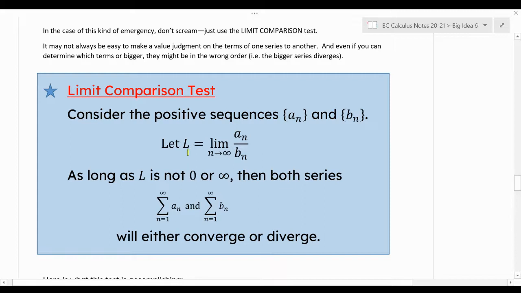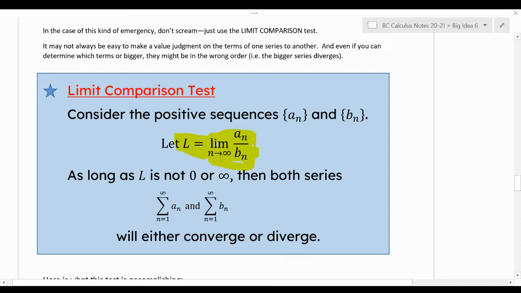We're going to find the limit as n goes to infinity of one of those sequences divided by another. And it doesn't matter the order, just one of them divided by another. We're going to say that limit is L. So you've got to be able to find that limit. And as long as that limit value L is not 0 and not infinity, then the two series do exactly the same thing. They're either both going to converge or they're both going to diverge.